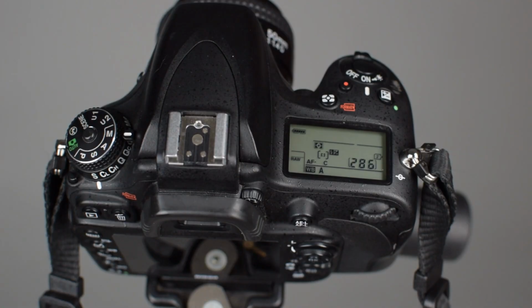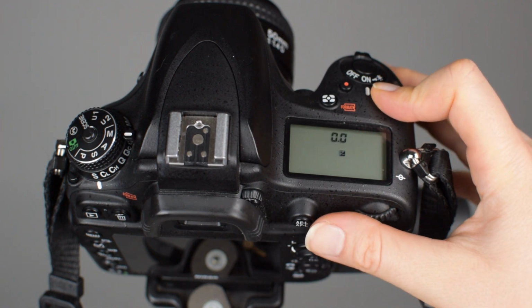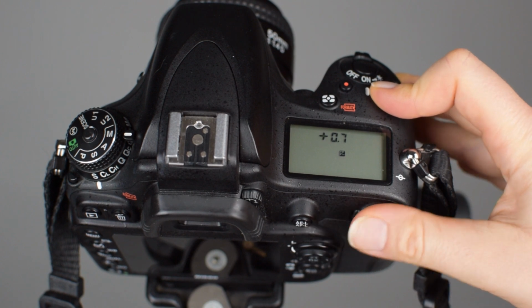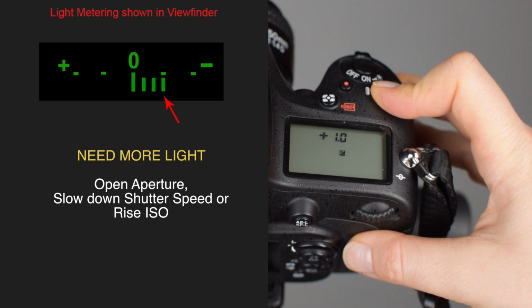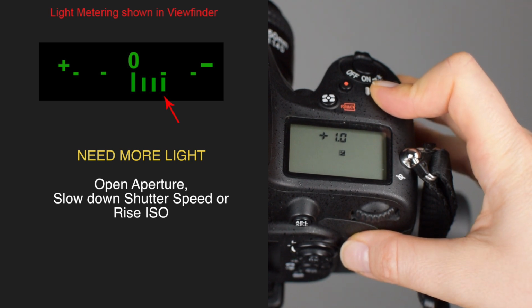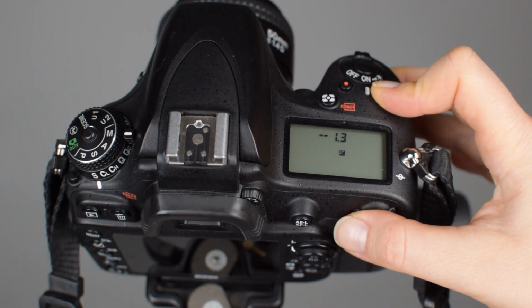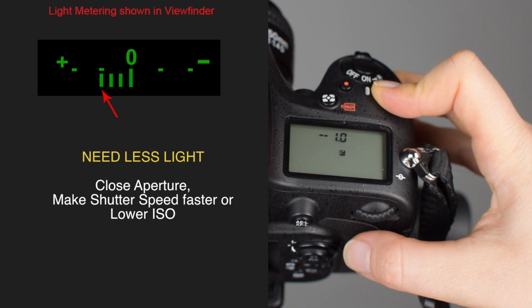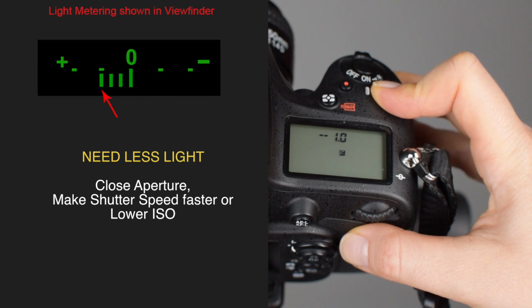Even though I said that you cannot use exposure compensation in manual mode, my camera still lets me adjust it. And what it does, when I adjust it towards the plus, it will shift my meter towards the minus. This way telling me that I need to increase my exposure. And when I move my exposure compensation towards the minus, it will do the opposite. It will shift my meter towards the plus, this way telling me I need to decrease my exposure with the settings.